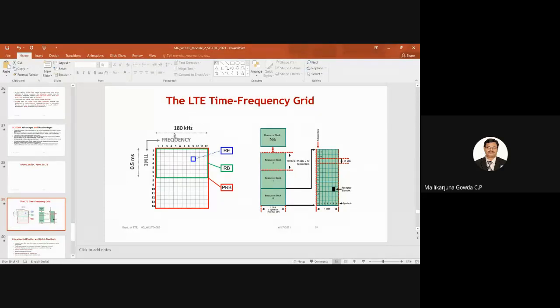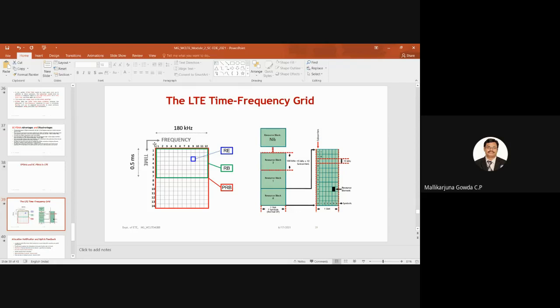Yes, at least looking at this value, you can't say what value you are going to get. I said there are 12 subcarriers, right? It is written 180 kilohertz, so you will not be able to find out the value of each subcarrier spacing. You can't divide 180 by 12. 15 kilohertz, right? So please try to understand. These are all very basic things. If you are not able to respond to this, then what are you going to take away?